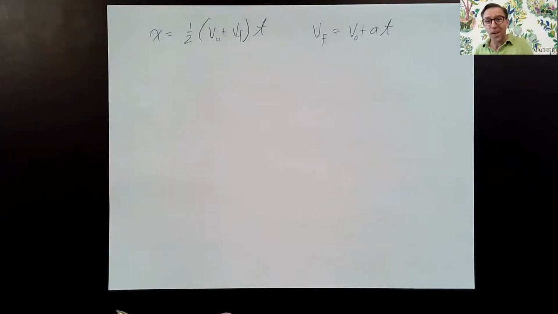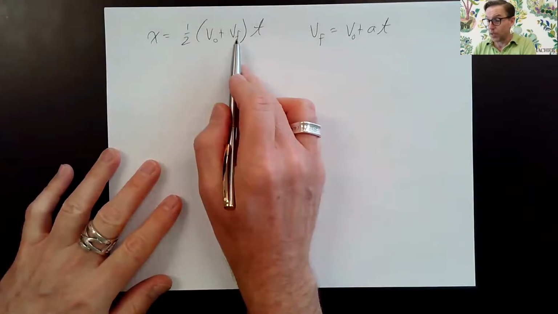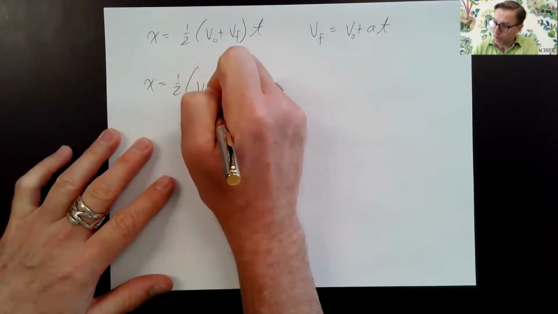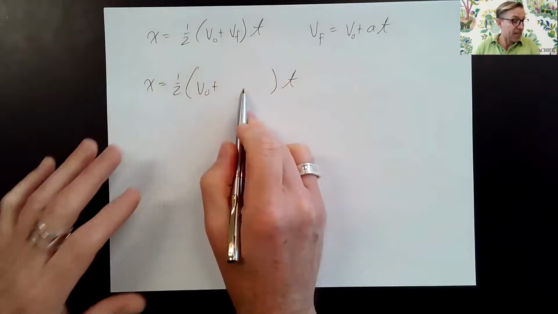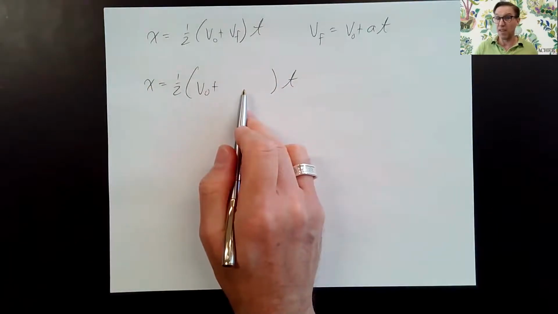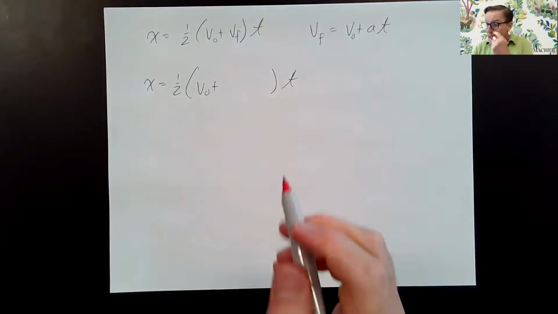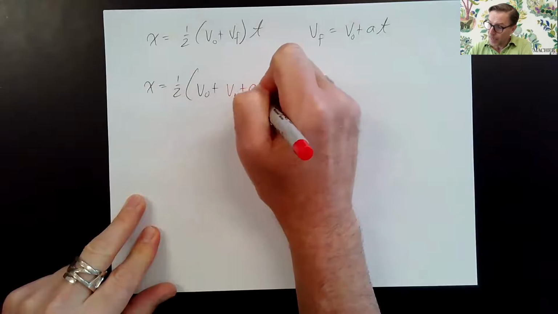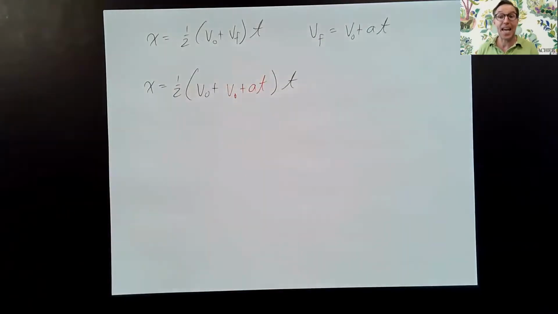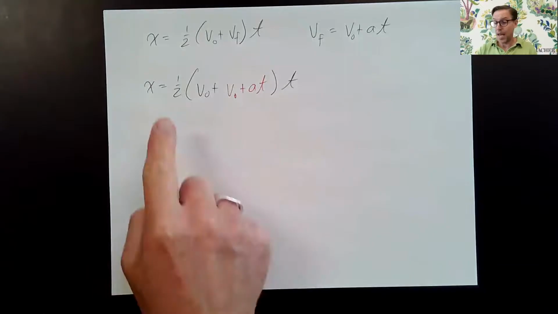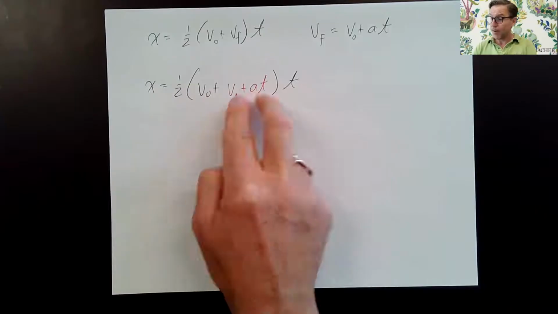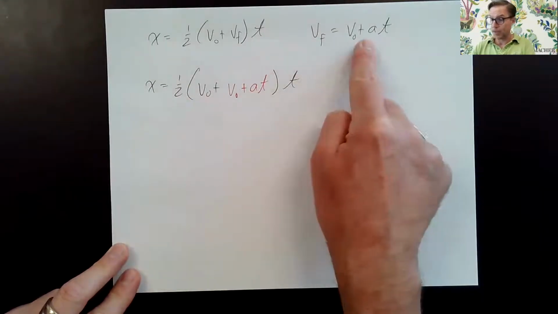And since the goal is not to have v final around anymore, why don't I do a substitution? X equals 1/2 (v initial plus v final) times t. Now, did you notice that I said v final, but I did not write v final? Instead of v final, I'm going to write v initial plus at. I did a substitution. Instead of v final, I wrote the right side of the equation, since the left side is v final.